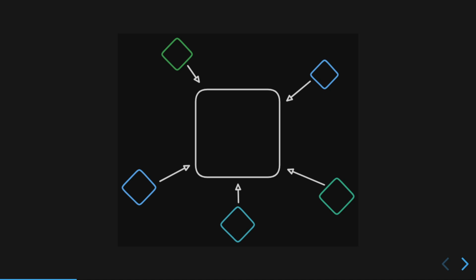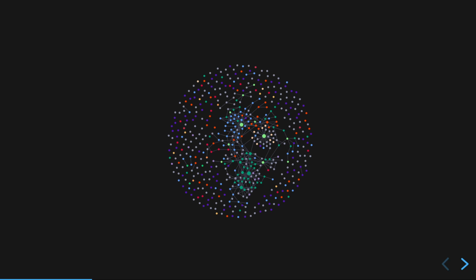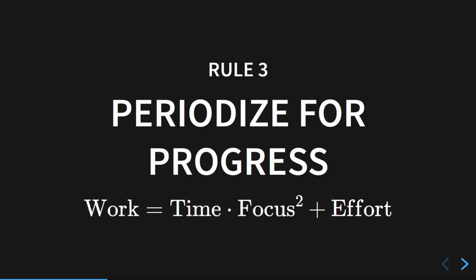Similarly, the information stored in your brain is composed, not inherited, and the more you know, the more you can learn. It's like a graph of interconnected nodes, and the number of connections that any given node has increases its lifetime. A more interconnected graph is more likely to latch onto new ideas and frame them in ways that are intuitive and useful. Rule 3: Periodize for progress.